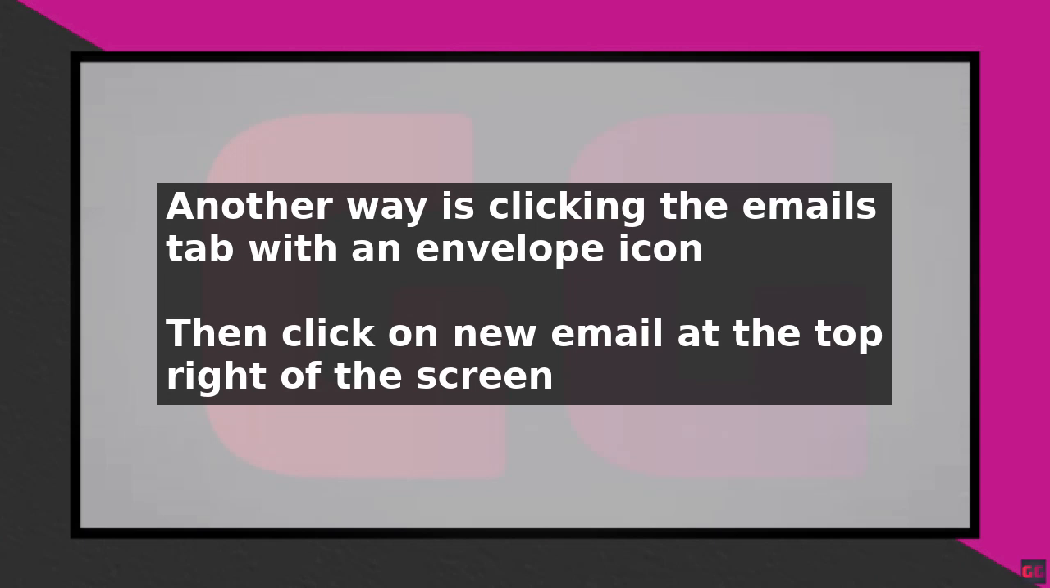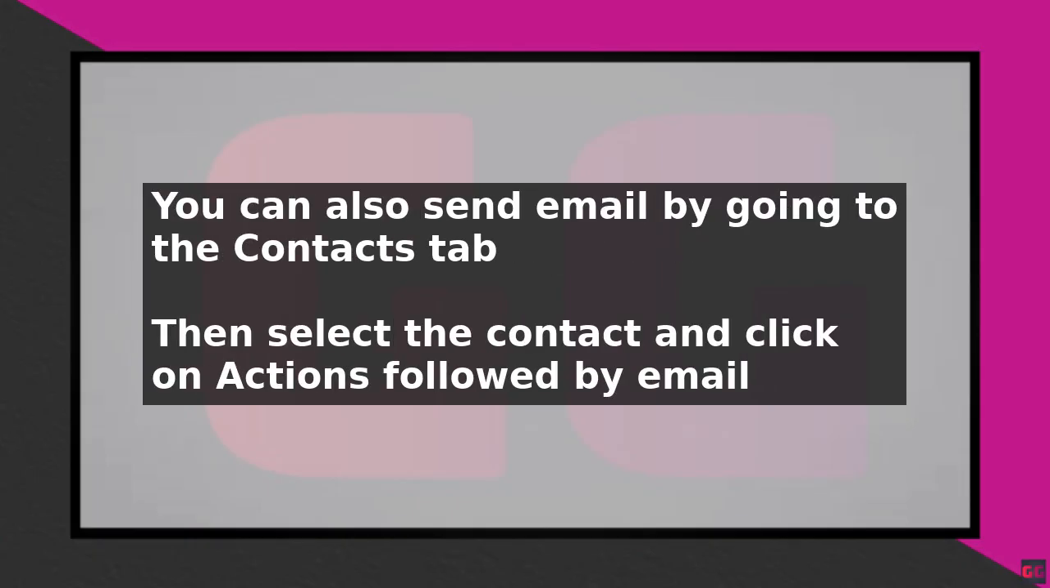You can also send an email by going to the Contacts tab on the top left, where you can browse through your list of contacts. Select the one you want to email, and click on Actions followed by Email this contact. This will also open the compose email form. In all cases, the process is relatively straightforward, allowing you to easily send emails from within your Insightly CRM.